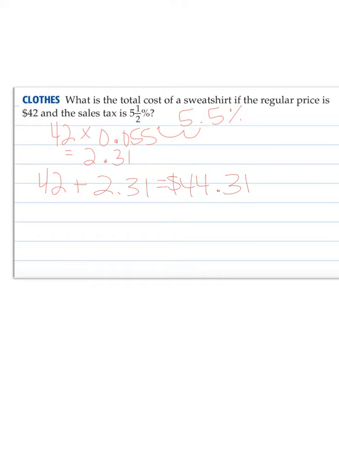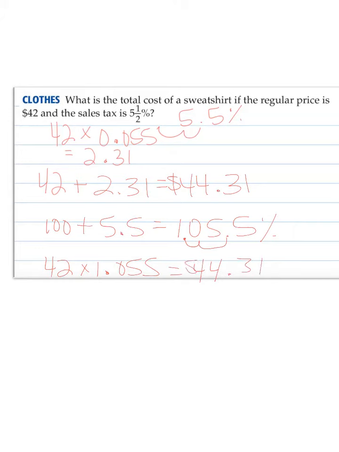The other method is to take this 5.5% and add it to 100. So we get 105.5%. Turn this into a decimal. Now some of you would say, well, there is already a decimal. You still have to move it 2 to the left. So it would be 1.055. And we take that and multiply it by 42. And we should get the same answer: 44.31. Okay, so no matter what method you do, you should get the same answer.